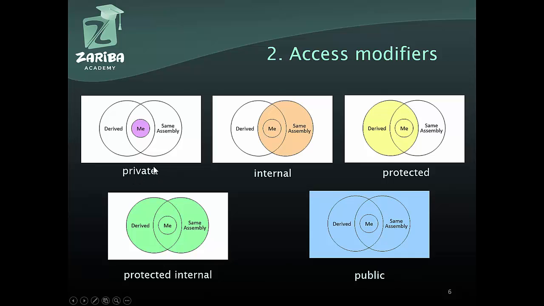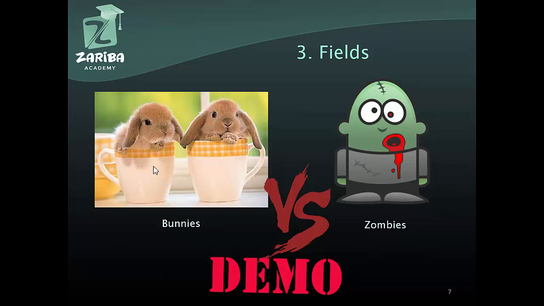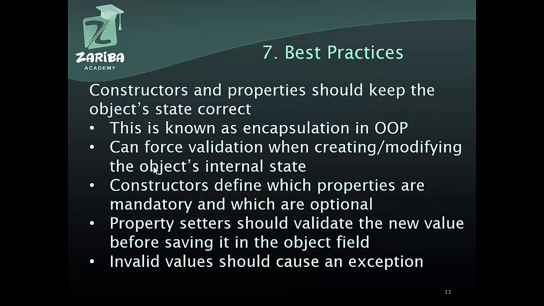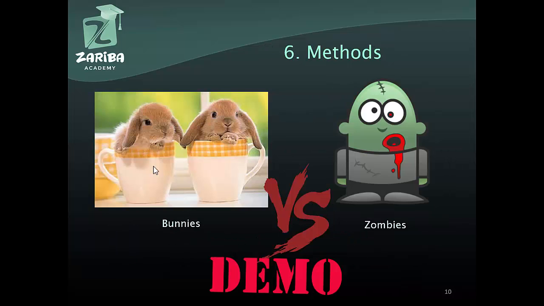Okay, so today we'll be making a game which is going to be Bunnies Versus Zombies. Everything from now on is going to be just a demo, and I'll demonstrate everything, I'll explain everything, and if you have any questions, please ask on the spot. So we'll be looking at fields, properties, constructors, methods, and that'll be pretty much it for this lecture. The next lecture will be on inheritance, abstract classes, and so on. All right, so let's get going. So fields, properties, constructors, and methods.